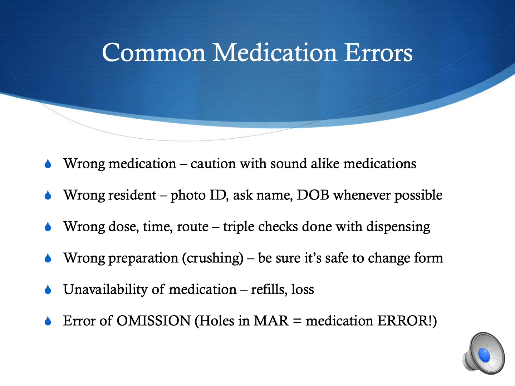If you crush a medication or you make it in the wrong way, you have to be sure that it's safe to change that form. If a medication is unavailable, that is considered an error. There is no longer a refill or a loss of medication. And most importantly, an error of omission, meaning there is a hole in the MAR. It was not signed, it was not circled, you have no idea if it was given or not.